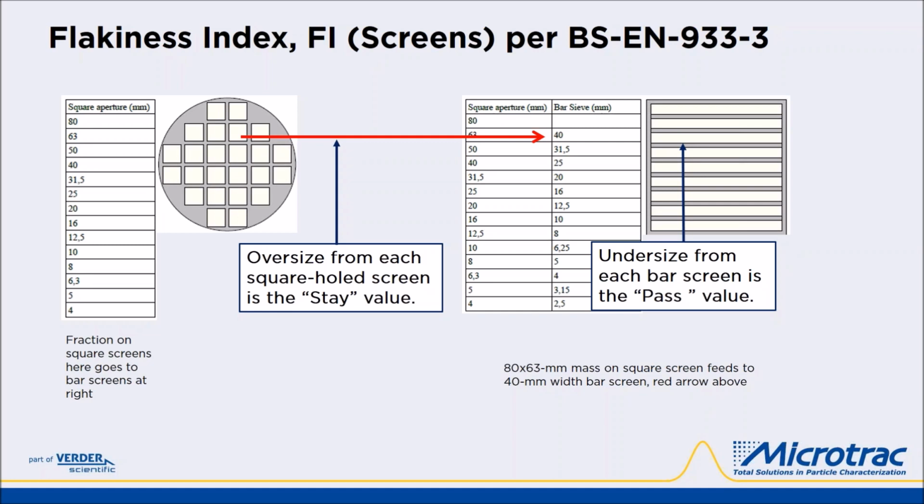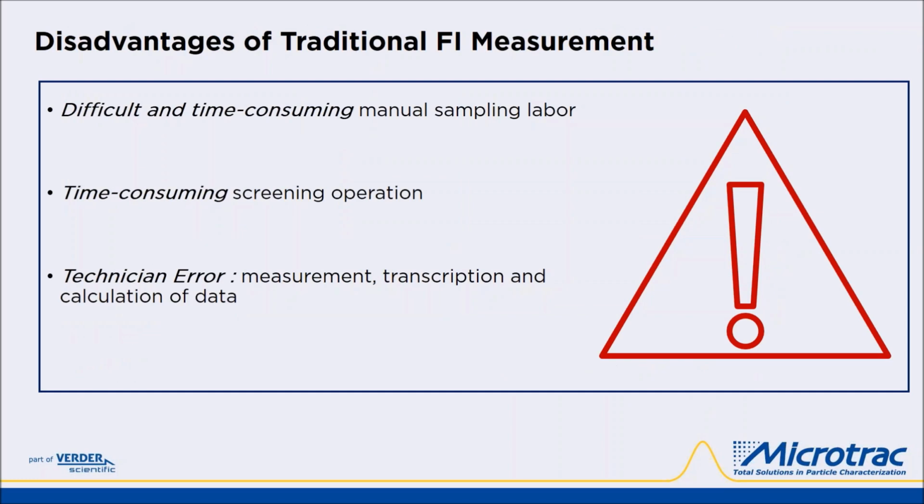Flakiness index for the Indian standard is measured manually on a handheld slotted gauge for length and thickness measurements on a small hand-selected sample from each size fraction. Disadvantage of traditional flakiness index measurements: they're difficult and involve very time-consuming manual labor. They're error-prone by the typical manual weighing, transcription of numbers, and calculations.